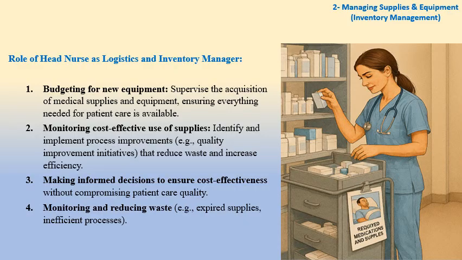2. Monitoring cost-effective use of supplies. Identify and implement process improvements, for example, quality improvement initiatives that reduce waste and increase efficiency. 3. Making informed decisions to ensure cost-effectiveness without compromising patient care quality. 4. Monitoring and reducing waste, for example, expired supplies, inefficient processes.